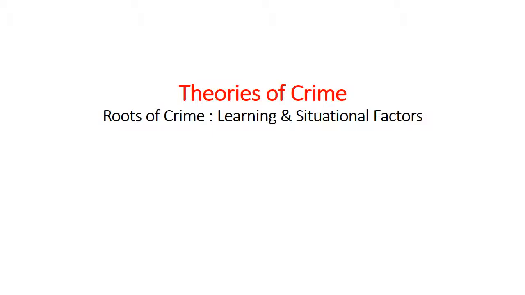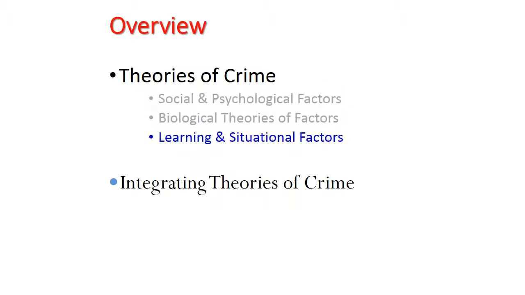In today's lecture, we'll be looking at learning and situational factors, which are also known as social factors that contribute towards the development of deviant and criminal behaviors. This is a follow up to the previous two lectures where we covered the biological theories of crime and the social and psychological theories or the developmental factors that contribute towards crime. At the end of this lecture, we will also look at how these different components or factors can actually be integrated to give us a holistic picture of what causes crime or deviant behaviors to occur in some individuals and not others.